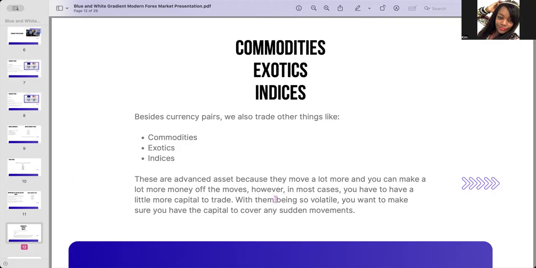But trading these, like I said, it's very volatile in a way, maybe if you trade based off market structure, I may disagree with that, but they say it's volatile, so then we're gonna say it's volatile, okay? But you may want to make sure that you have the capital to cover any sudden moves. All right.